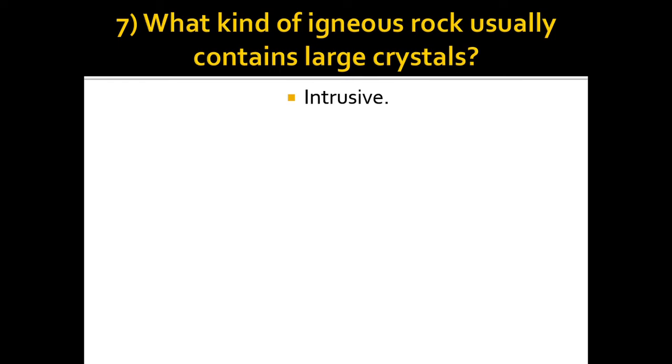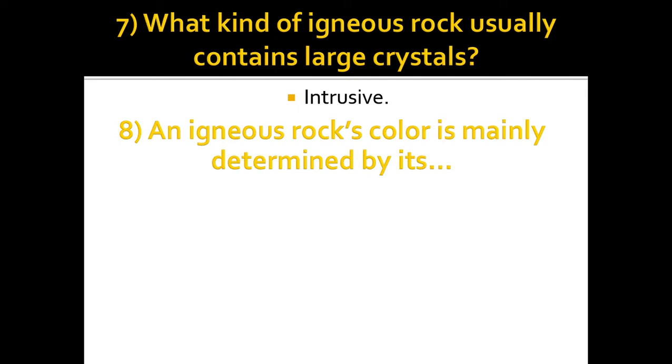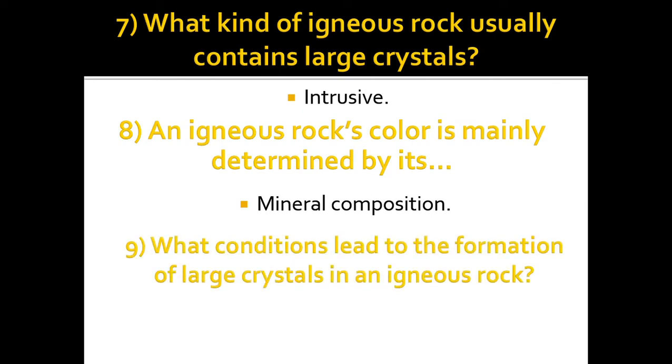Remember that intrusive rocks are the ones that form under ground, and because of that, it is way more probable that they will contain crystals in its structure. Number 8, an igneous rock's color is mainly determined by its... This goes along with another property for the minerals, which will be the mineral composition. Of course, the composition will determine the color of the mineral.